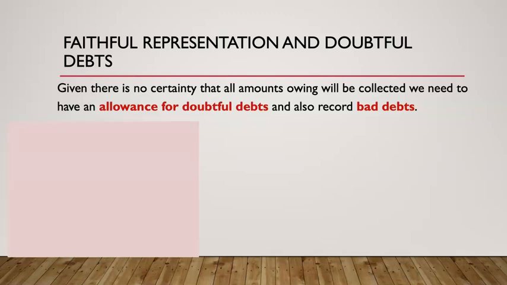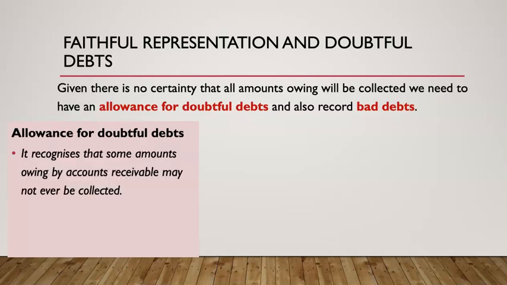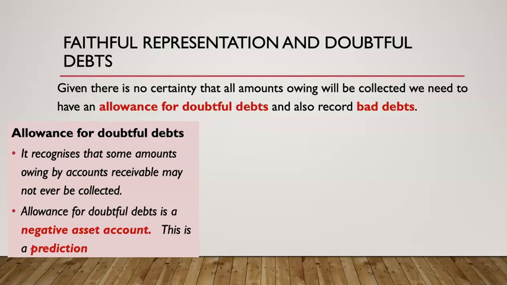But what is an allowance for doubtful debts? This is the first one that you need to know. An allowance for doubtful debts recognises that some amounts owing by accounts receivable may not ever be collected. So a certain percentage of what is owed to us will not be collected.